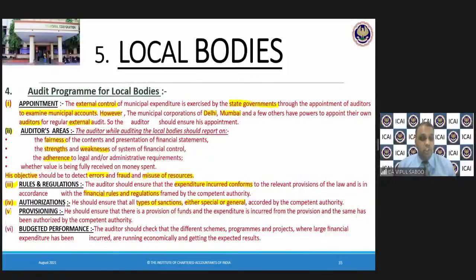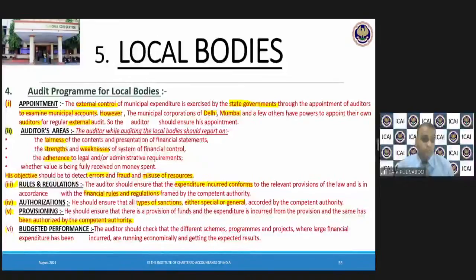Provisioning: he should ensure that there is a provision of funds, that expenditure is incurred from the provision, and that the same has been authorized by the company. If you have made a provision for some expense, expend funds from that provision only. Reduce the provision by what you have expended. If you have made a provision for some event and you are expending funds out of some other funds also, use that provision in the books to spend the money, right?